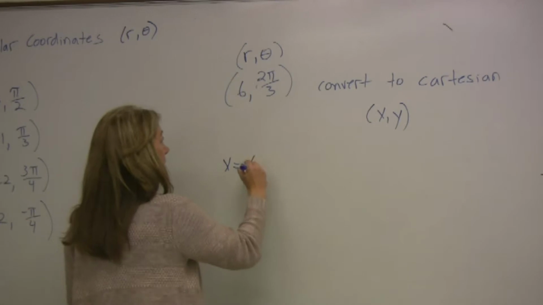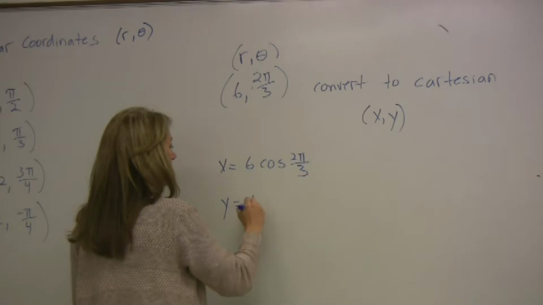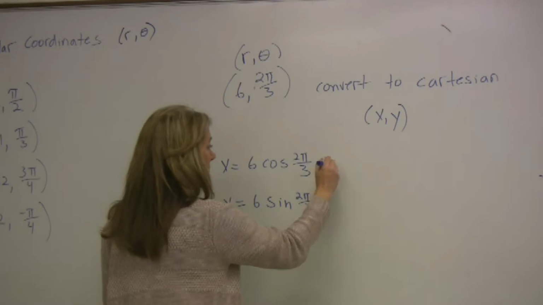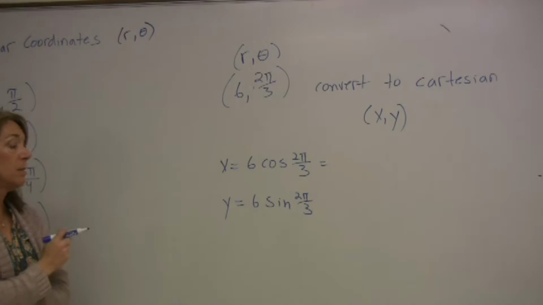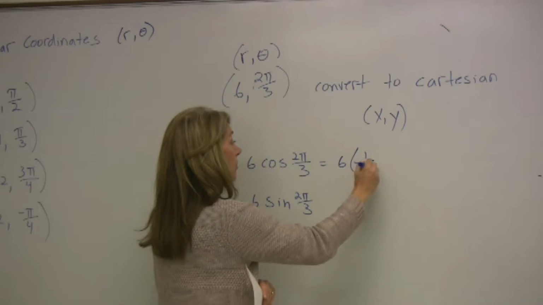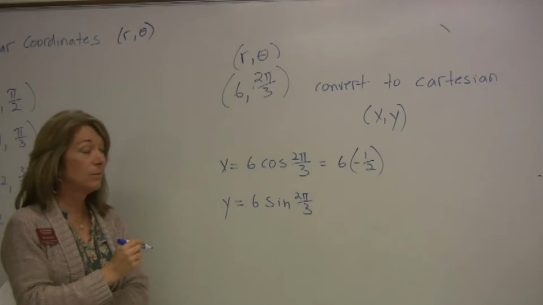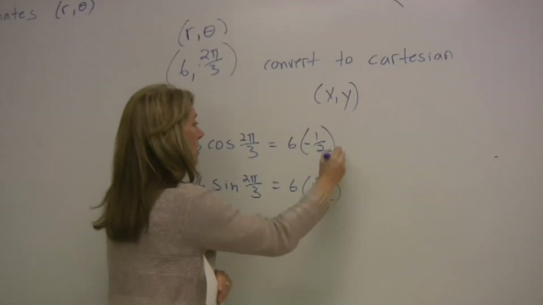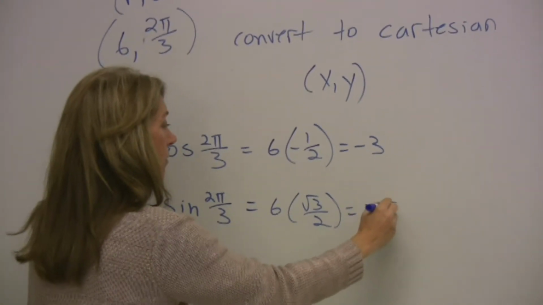x equals 6 times cosine of 2π/3, and y equals 6 times sine of 2π/3. Need to be careful. 2π/3 is in the second quadrant. So what's the cosine? Negative 1/2. Remember I said you gotta know your trig by today? And the sine is root 3 over 2. This ends up being -3, 3 root 3.